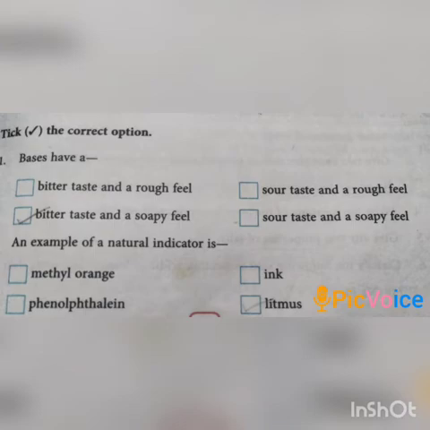Question number 1 is bases have a. The options are bitter taste and a rough feel, sour taste and a rough feel, bitter taste and a soapy feel, and sour taste and a soapy feel. So the correct option will be bitter taste and a soapy feel. Second is an example of a natural indicator is. The given options are methyl orange, ink, phenolphthalein, litmus, and the correct option is litmus.